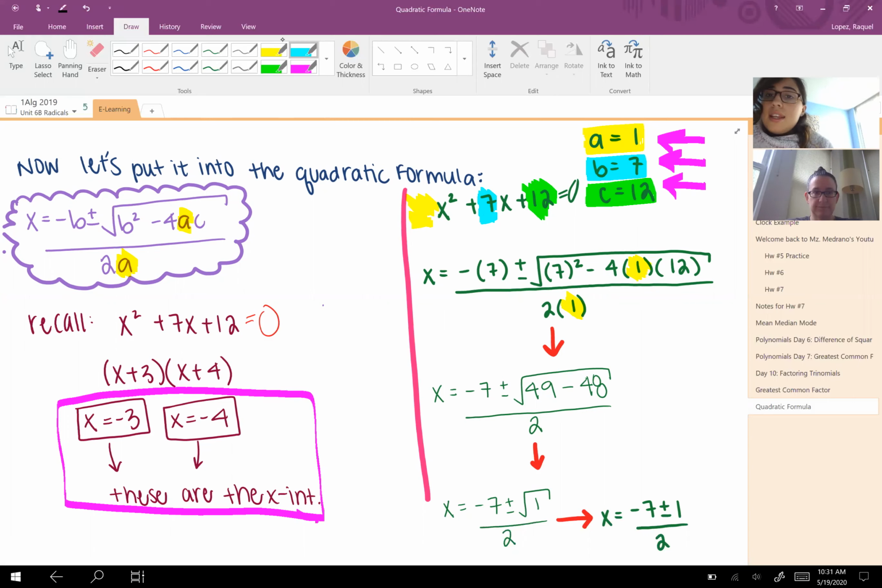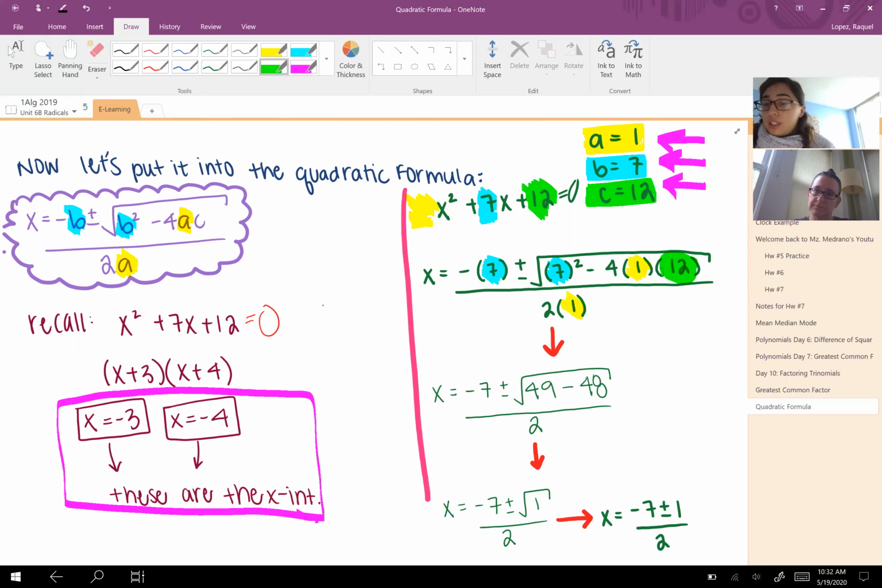The next thing I did was I looked at my value of B, and that was 7, and I put it in wherever I saw a B. I see a B over here and a B over here, so I put 7 in parentheses here and 7 in parentheses here. Then my C value, I put wherever I saw C, and there's only one C value. So I put the value for C where it belongs in the equation. From there, I followed order of operations to help me simplify.